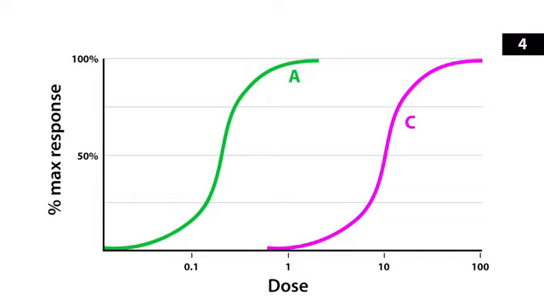They're both equally efficacious. But for drug C, you had to give a much larger dose to achieve that same maximal effect. It looks like you had to give something like 100 milligrams to lower the blood pressure by 20 points. So, drug A is much more potent than drug C. Drug A has a higher potency.